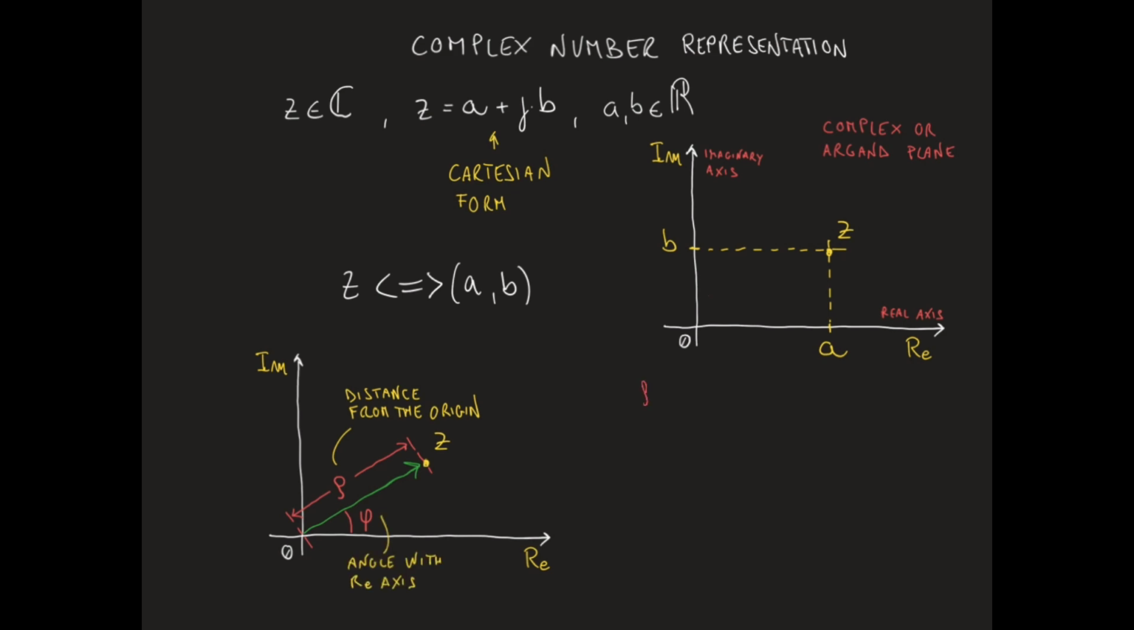The length ρ of the vector is called the modulus of the complex number, while the angle phi is called the phase of the complex number. A complex number represented through modulus and phase is said to be represented in a polar form. Modulus and phase are a pair of real numbers providing a representation of a complex number which is alternative and fully equivalent to the Cartesian representation.